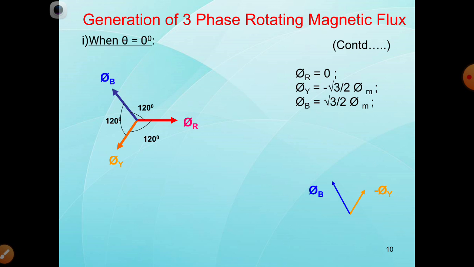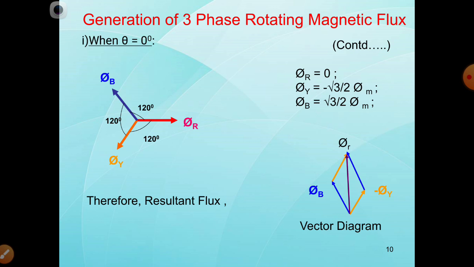Now this is the phi y and this is the phi b. Now the resultant value, that is phi r, is equal to the same formula, as you know. Therefore the resultant flux is equal to phi r into 2 into root 3 by 2 phi m into cos 60 by 2. Then what value are we going to get? That is equal to 1.5 times the field.